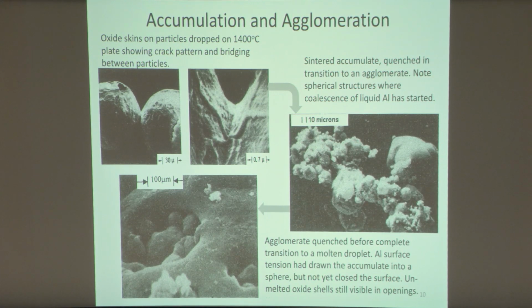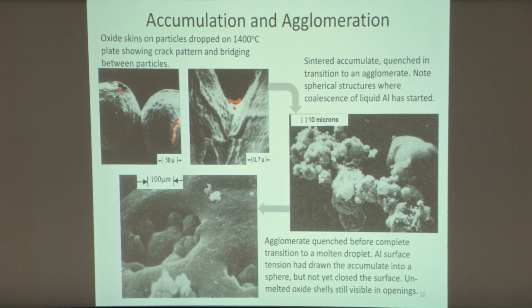Okay, so here's some pictures of looking at this sintering and agglomeration process. If I look at the top left, the initial experiments were just to take some aluminum particles, drop them on a hot plate, and photograph them over time to see what happens. In the top left, you'll see oxide skins on particles dropped on a 1400 degrees C plate, showing crack pattern and bridging between the particles. So you can see some cracks forming where molten aluminum could come out, and all of a sudden you're seeing the bridging between the particles. So effectively, these agglomerates are being formed, a sintering process, and the particles would be getting bigger.